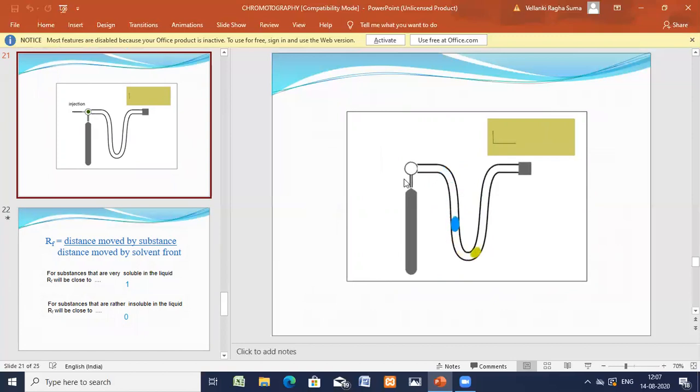This is the injection port. The sample is injected. As it moves on, within no time, you get the peak. They are getting separated, blue color, yellow color. A sample is injected containing the mixture of yellow and blue. As these move, you get separated peaks.